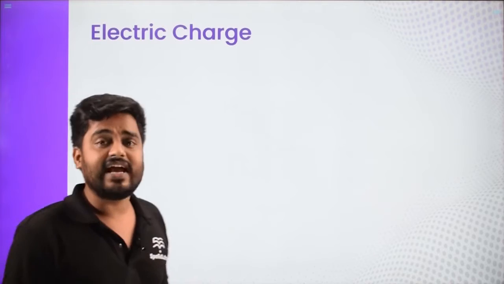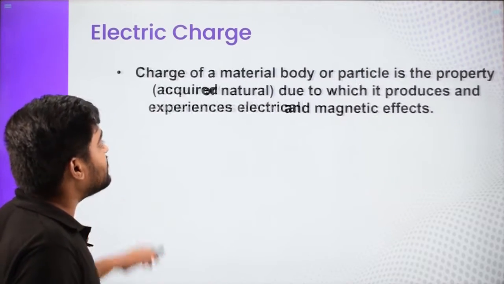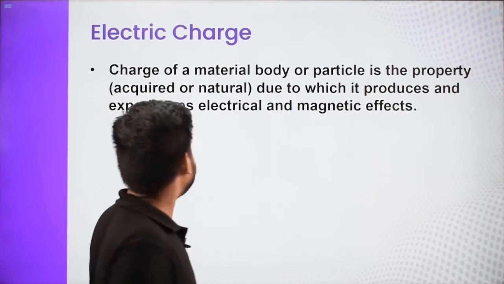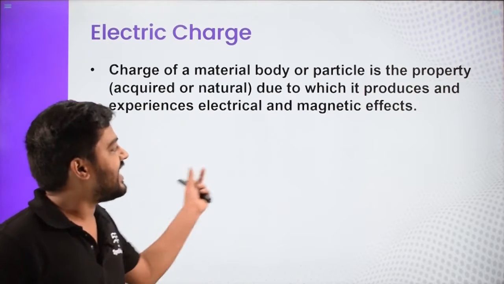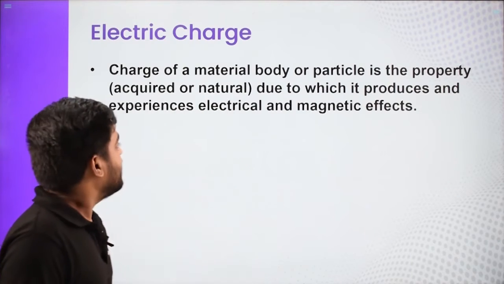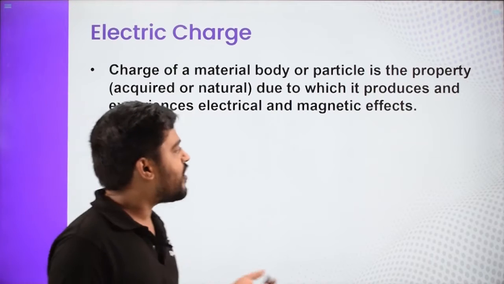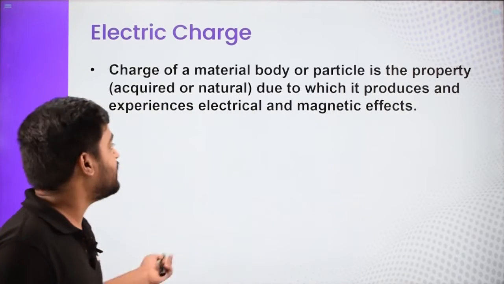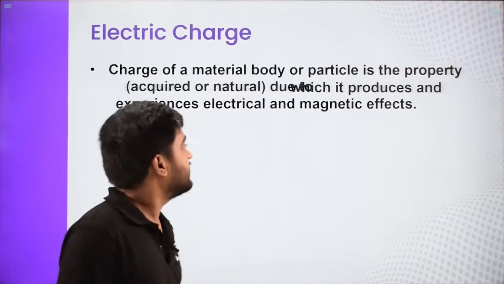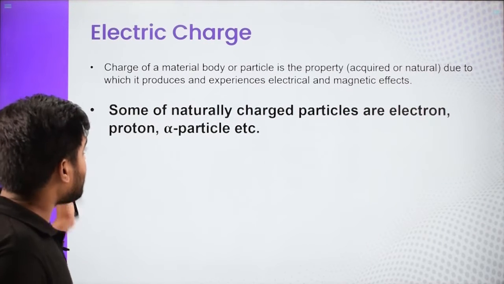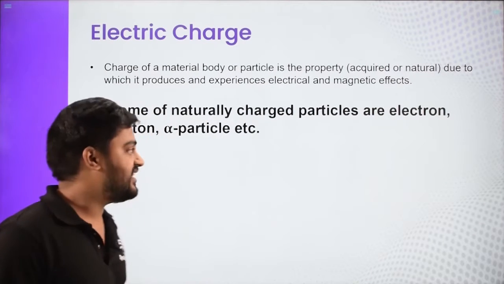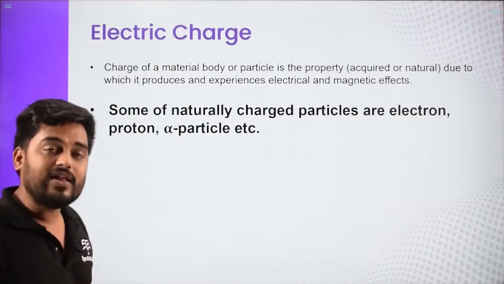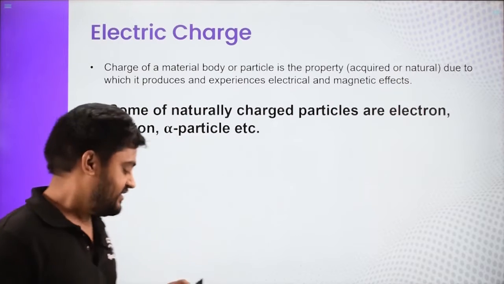Now, if we talk about electric charge, the charge of a material body or particle is the property due to which it produces and experiences electric and magnetic effects. So charge is the one which is going to produce or experience the electric and magnetic forces. That is what we mean when we say electric and magnetic effects. Some of the natural charged particles found in nature are alpha particles, electrons, protons. All these are naturally found charged particles.